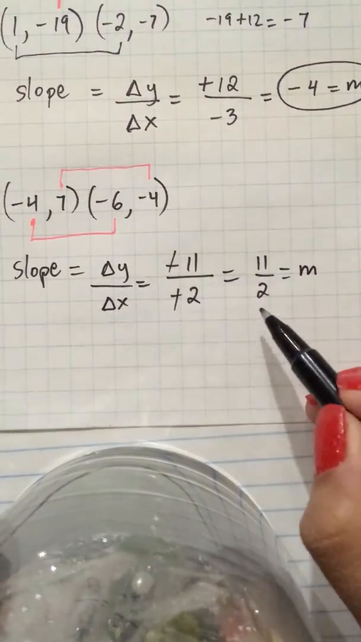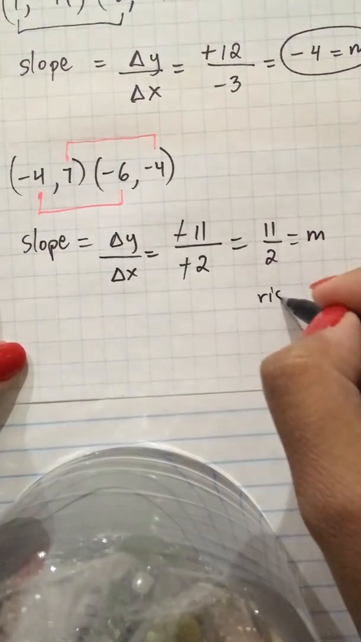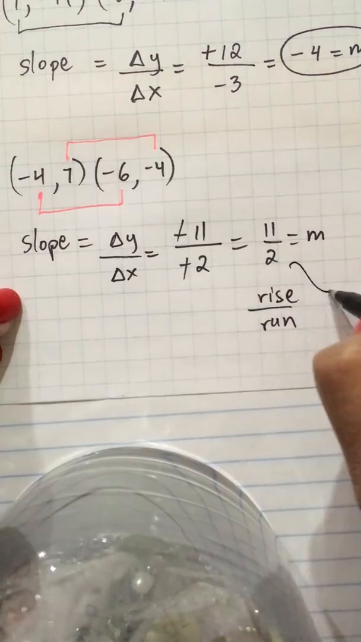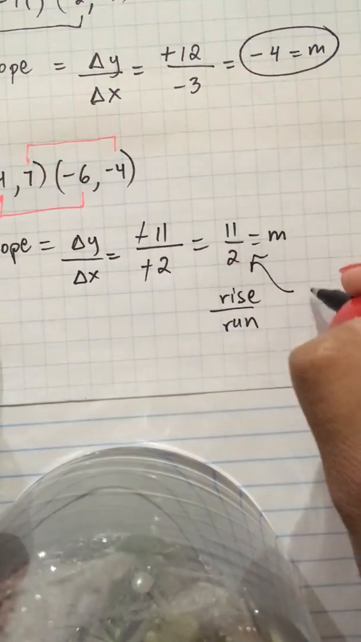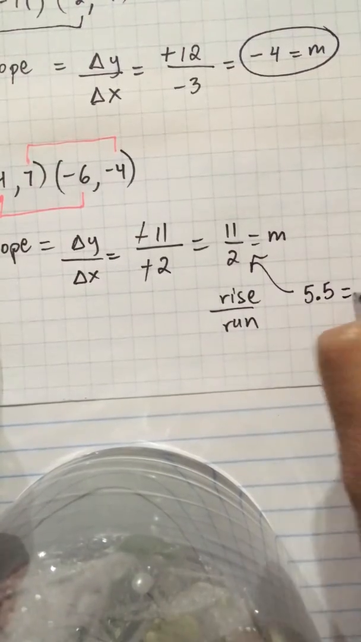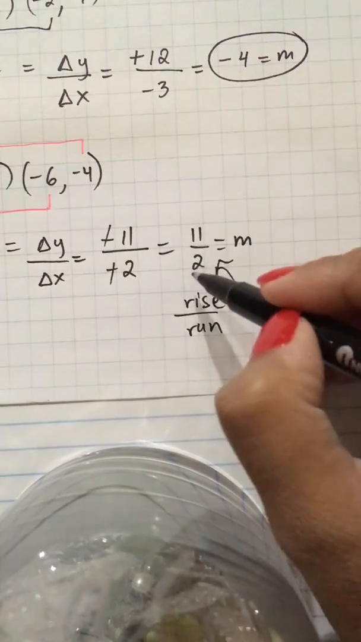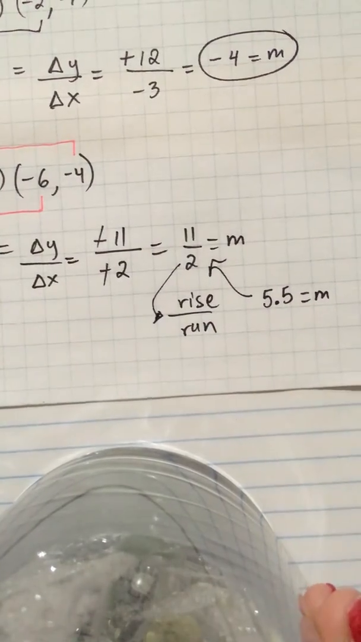Now, your slope, you can either leave it in a fraction, so it really helps us to see that way because then it's rise over run, or you could, if you wanted to, put this in a decimal form, and that would just be 5.5. Both of those work. People usually prefer a fraction because you can see the rise over run easily.